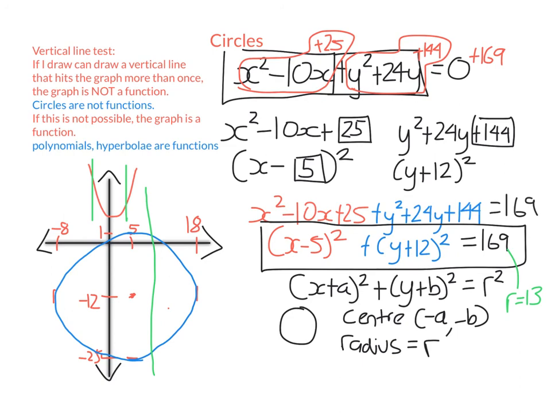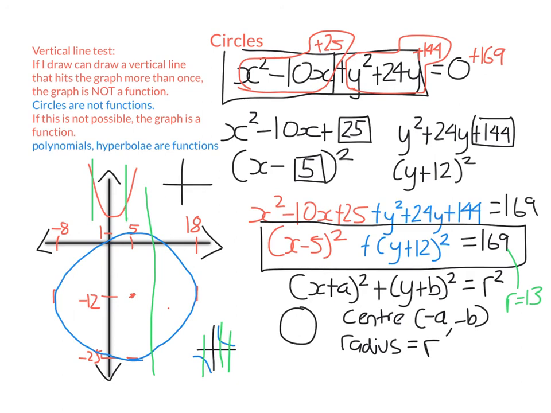It's the same for hyperbolas. If I have a graph of a hyperbola like this, it is never possible for me to draw a vertical line that hits the graph more than once. Any vertical line I draw hits the graph only once. That's why hyperbolas, like polynomials, are always functions, but circles are never functions.